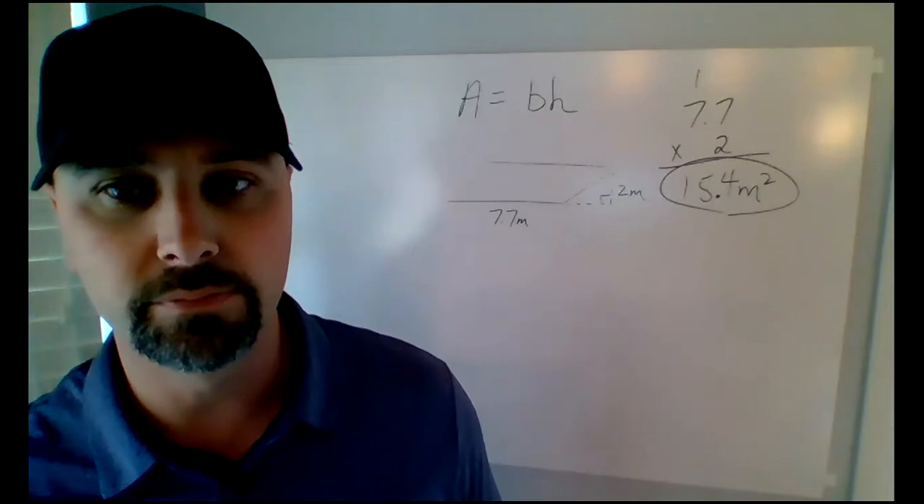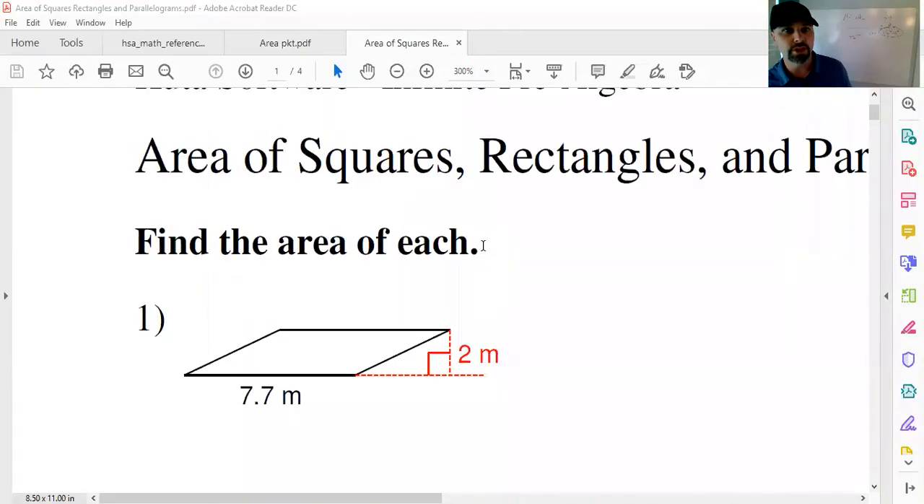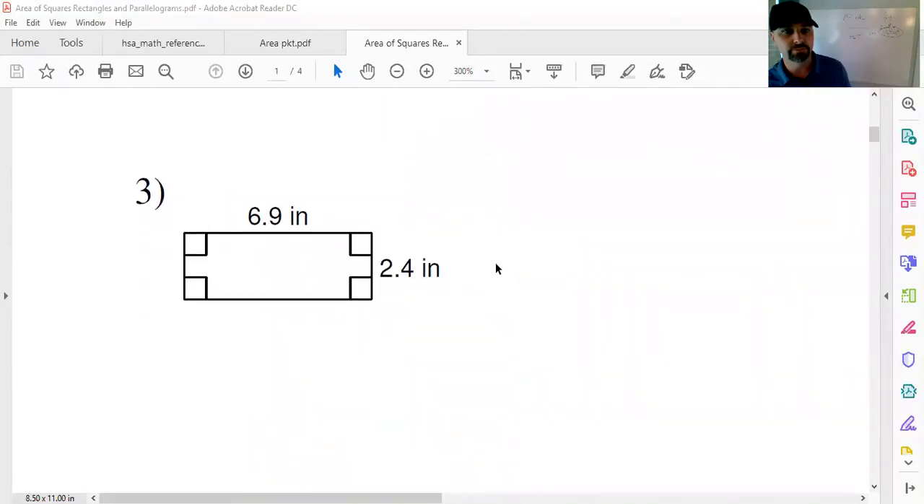Let's go back to our sheet here. Go down to number 3. Number 3 is a rectangle, which has the formula length times width. Okay, in this case, 6.9 is the width and 2.4 is the length. So we're going to multiply that out.